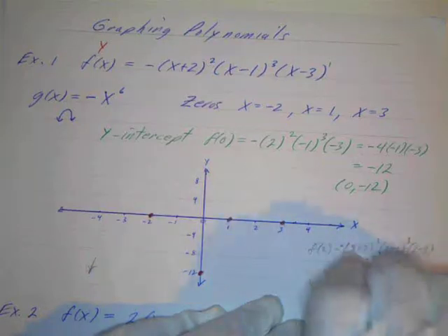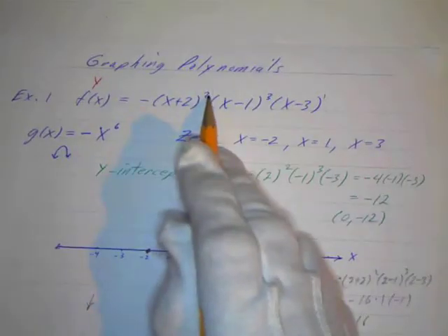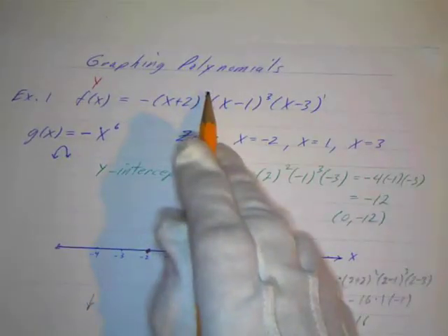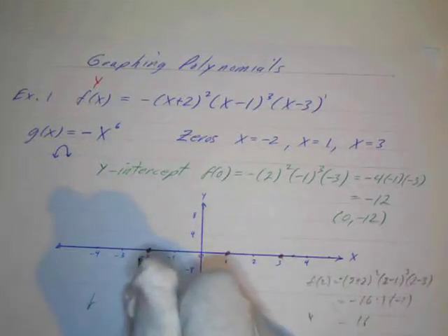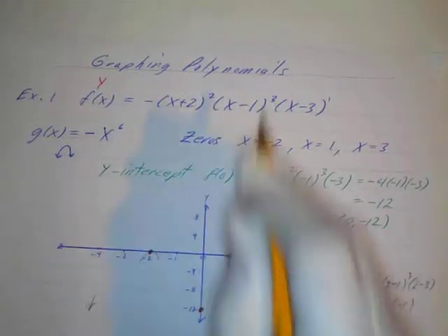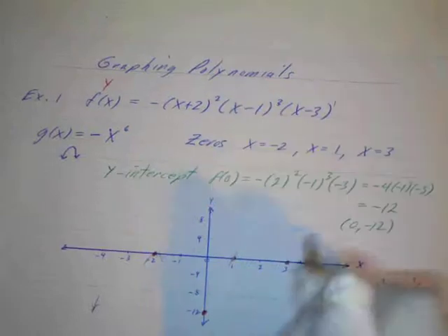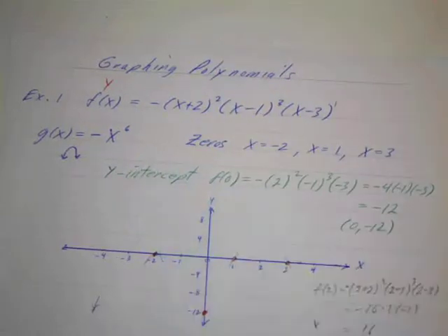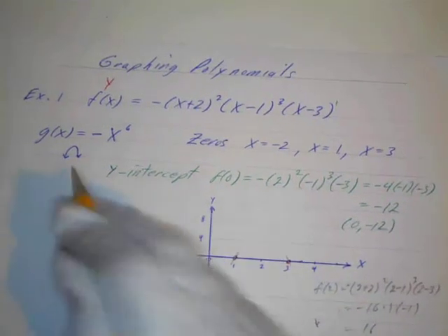And now let's see, what are we going to do? Well, when the exponent, or the multiplicity, is even, we're going to touch and return, or we sometimes say bounce. So at negative 2, it's going to bounce. It's going to go something like this. And then when it's odd, it's going to cross. And it's going to cross at 1. And it's also going to, because 3 is odd, it's going to cross at 3. Now, it's going to start lower left because of the end behavior.